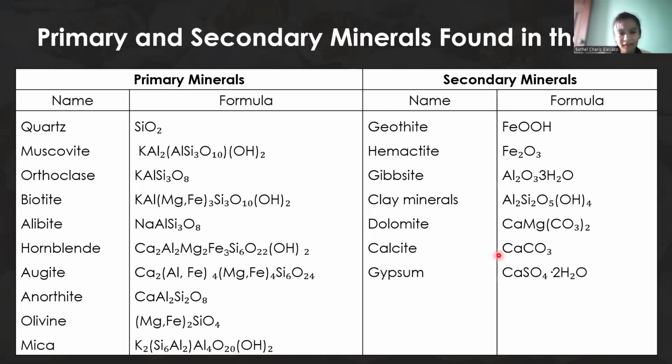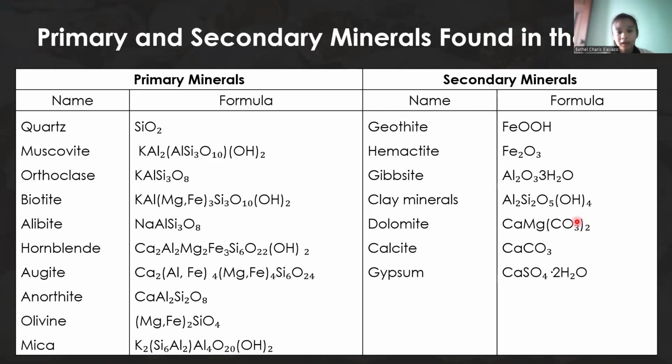Medyo malakas na yung ulan. Si gibbsite, it contains aluminum, oxygen, water molecules. And this mineral is an aluminum hydroxide and forms in tropical environments na nabubuo during the weathering of feldspar and other aluminum-rich minerals. Okay? Next, clay minerals, specifically the kaolinite. And it contains aluminum, silica, oxygen.